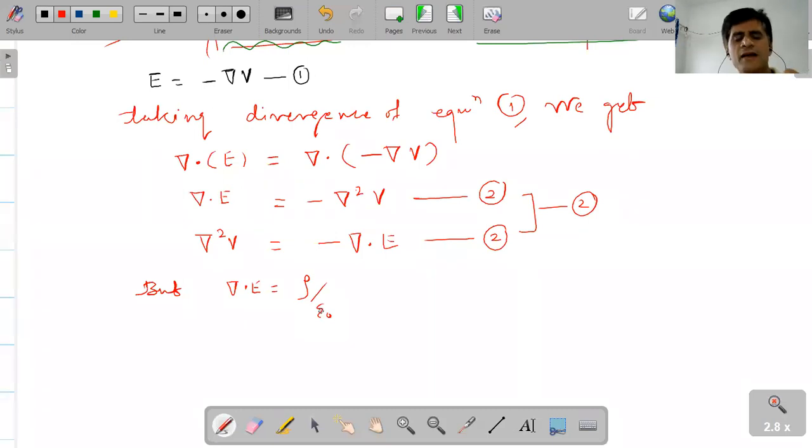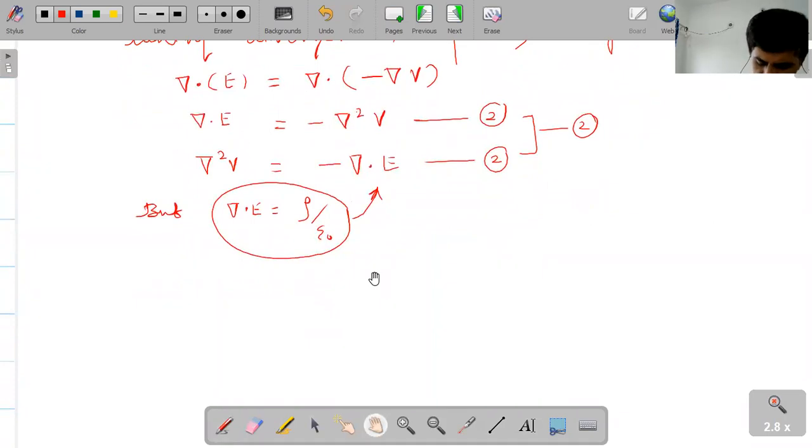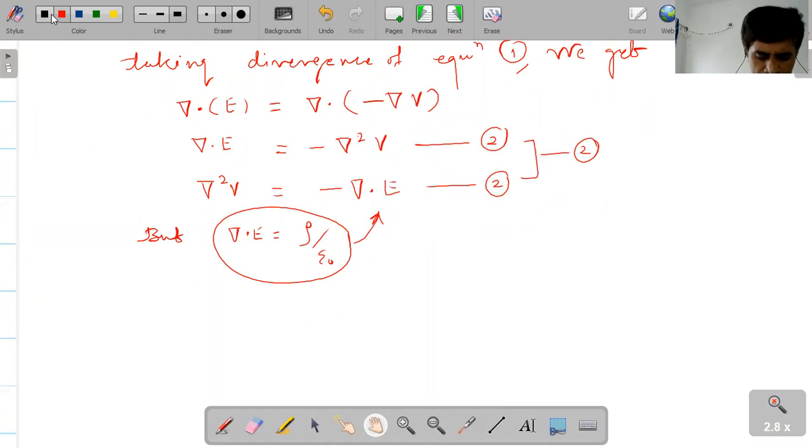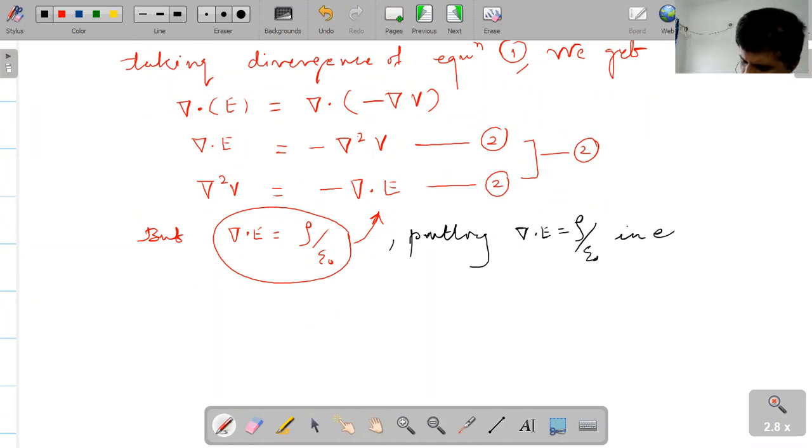Okay. And I will put in equation 2. See, divergence of E equal to rho upon epsilon 0, and I will put in equation 2. Now I will shift in upward direction. Now equation 2: del square V equal to, dear student, is equal to minus rho upon epsilon 0.